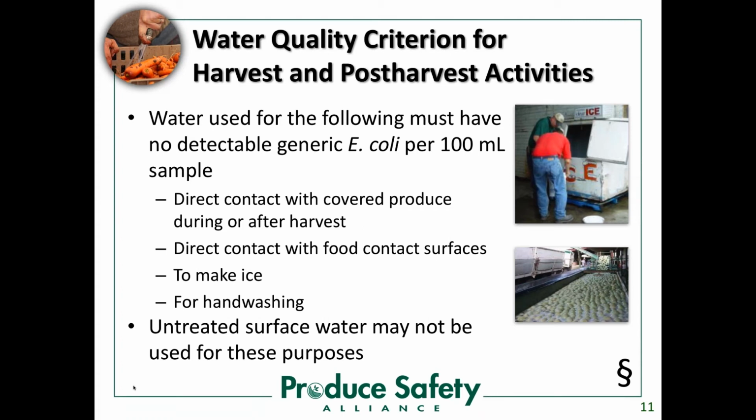So what's a water quality criterion for harvest and post-harvest activities? You can see it there, no detectable E. coli per 100 milliliter sample of water. And we talked 2 weeks ago in the agricultural water webinar that EPA has approved 8 different methods for testing for coliform. Originally, there was only one that was approved for that, but now there are 8, and 2 of these are ones that can be used.